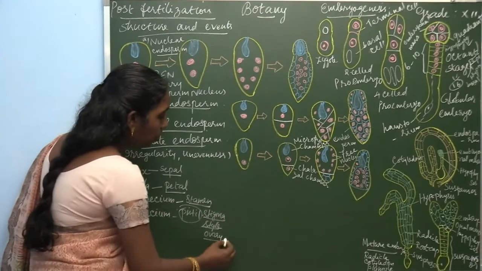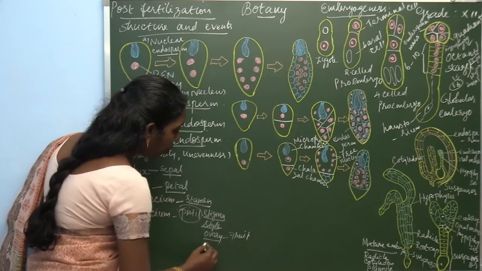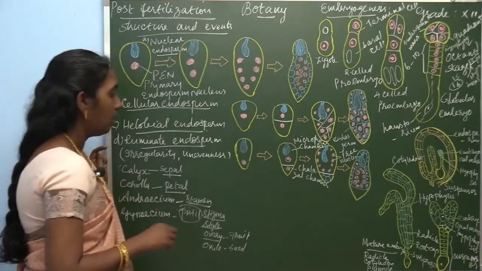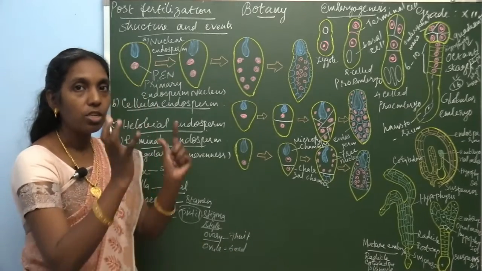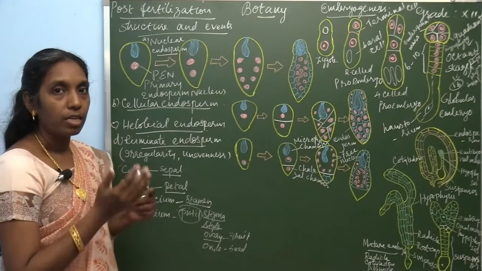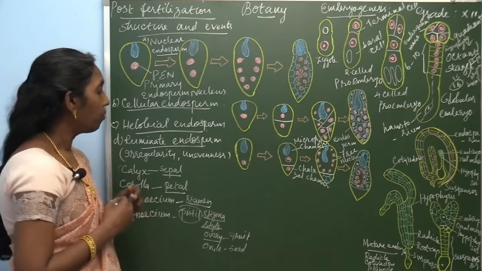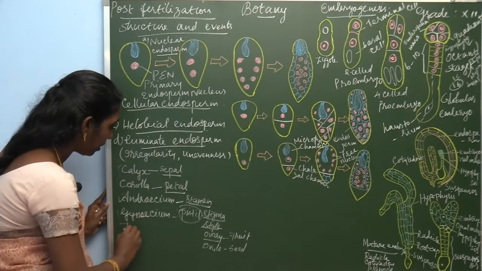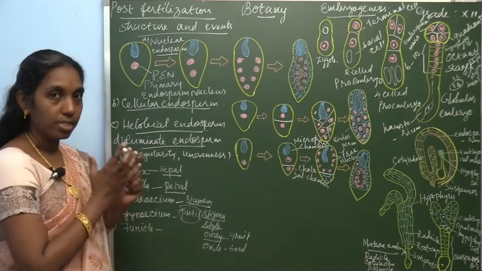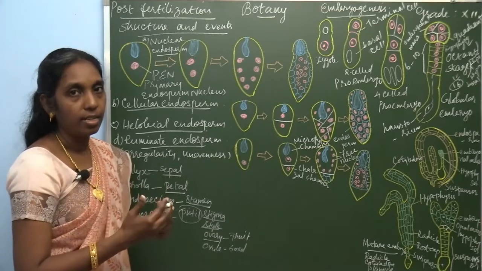Now the ovary becomes the fruit, and the ovule becomes the seed. Already you have learned the structure of the ovule. There is a stalk of the ovule called the funicle or funiculus. This funicle, the stalk of the ovule, becomes the stalk of the seed.